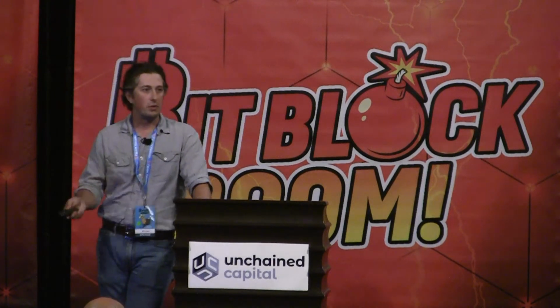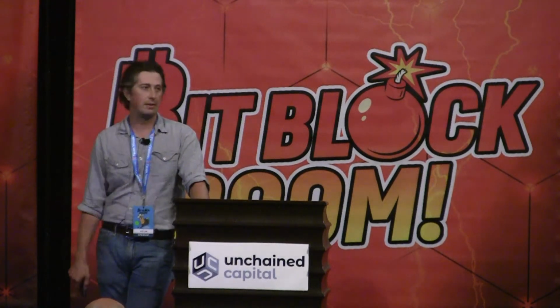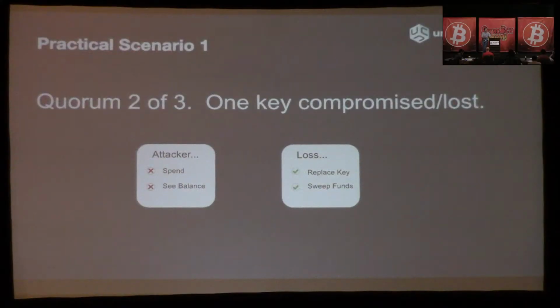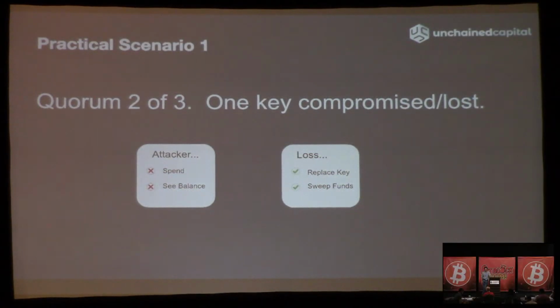You have a 2 of 3 multisig. 1 key is compromised or lost. So what do you do in the single sig scenario? You just go to your backup, right? Multisig, not that different. If an attacker got 1 key, they can't spend, which is different from single sig, and they can't see the balance. So you don't lose the privacy nature of the amount of Bitcoin that you have. If you just lose it, the repercussions of it, again, are pretty simple. You replace the key, and you sweep the funds into the new address that you have with the new 3 keys.